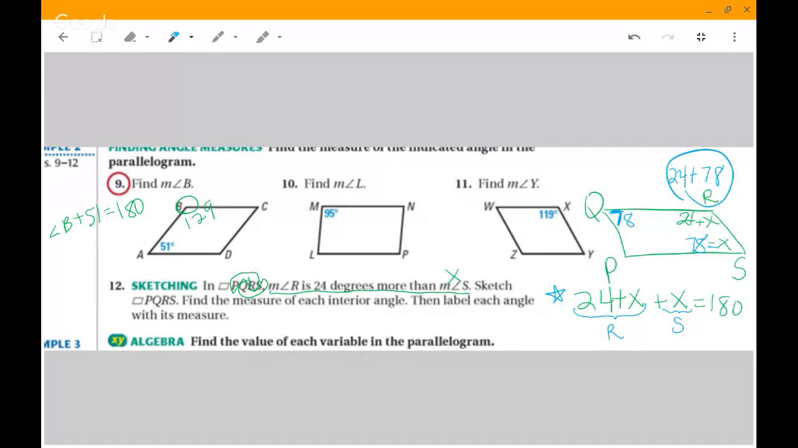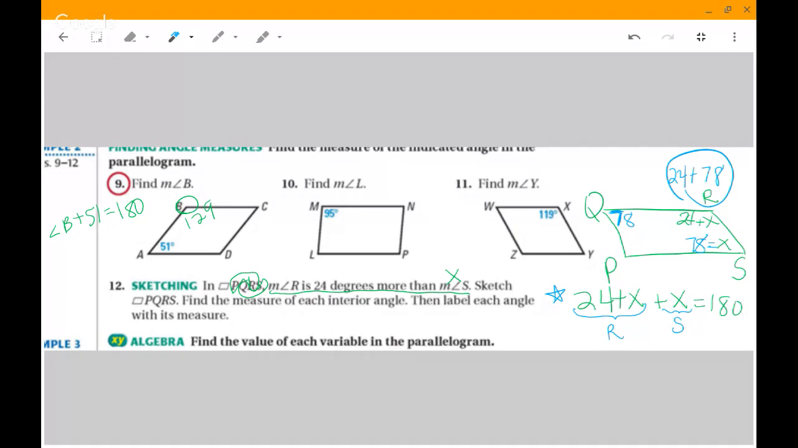So how much is R? 102 degrees. You got it. And then angle P is also 102. You got it.